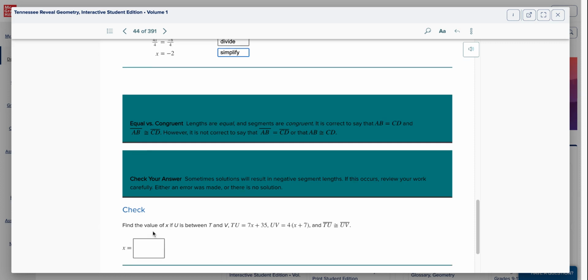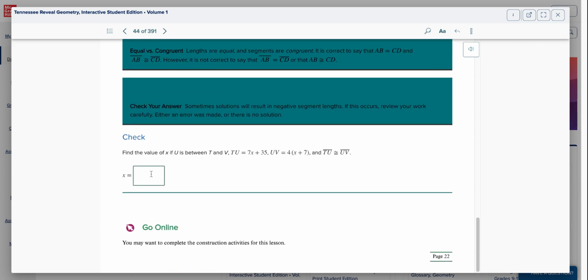All right, want to check. All right, find the value of x. U is between, which means U has to be the one that's added, and TV is going to be the length of all of it. All right, so TU. Oh, looks okay, guys. It says it's congruent. So these are going to be set equal to each other. So if they are congruent to each other, you're going to set 7x plus 35 equal to 4 times x plus 7. So set them equal to each other, you guys.